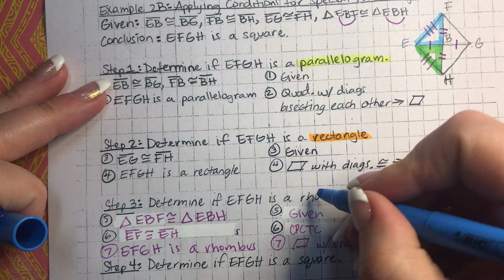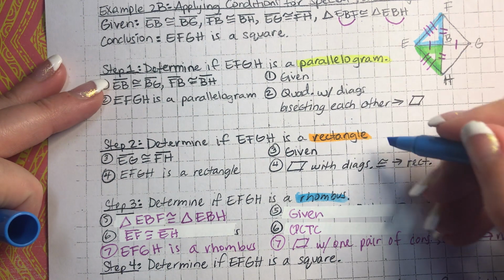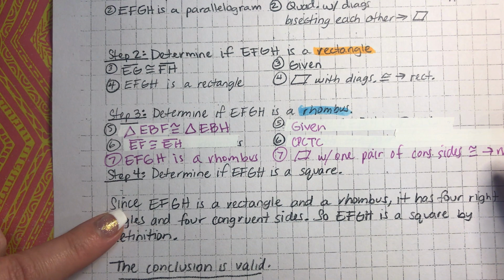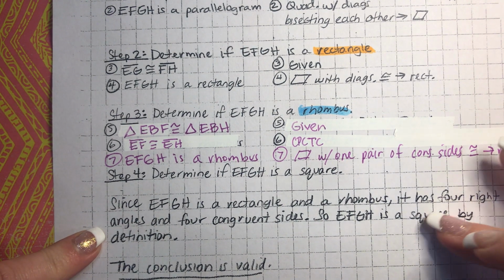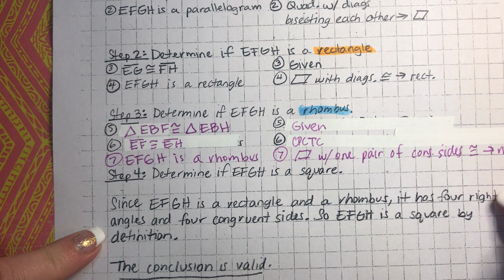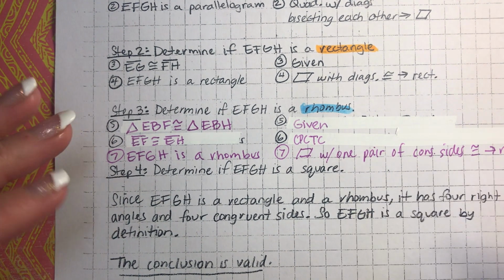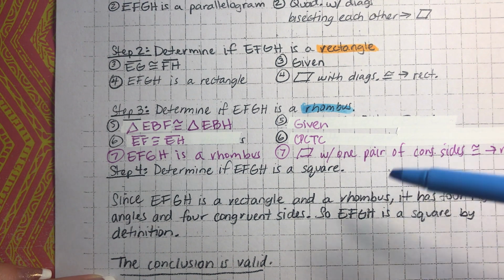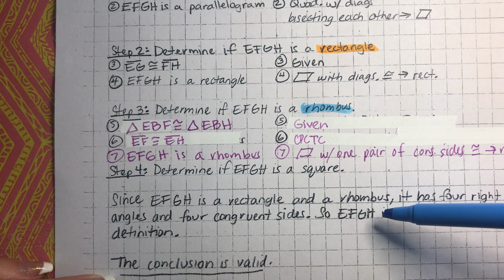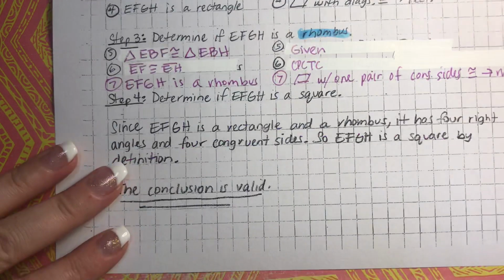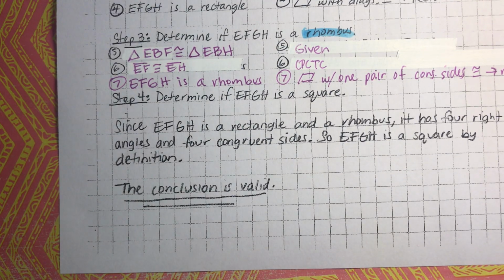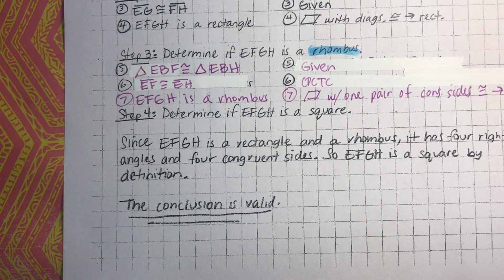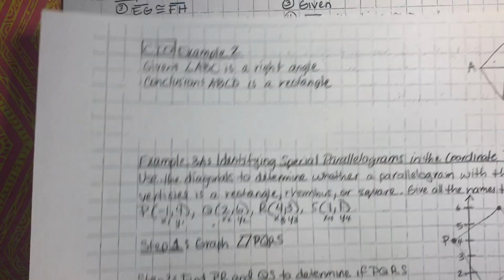So because it's a parallelogram, a rectangle, and a rhombus, we can determine that it's a square. If we say it's a rectangle and a rhombus, we know it's a parallelogram. So it has four right angles and four congruent sides, so EFGH is a square by definition. The conclusion is valid, all right? So that is 2B.